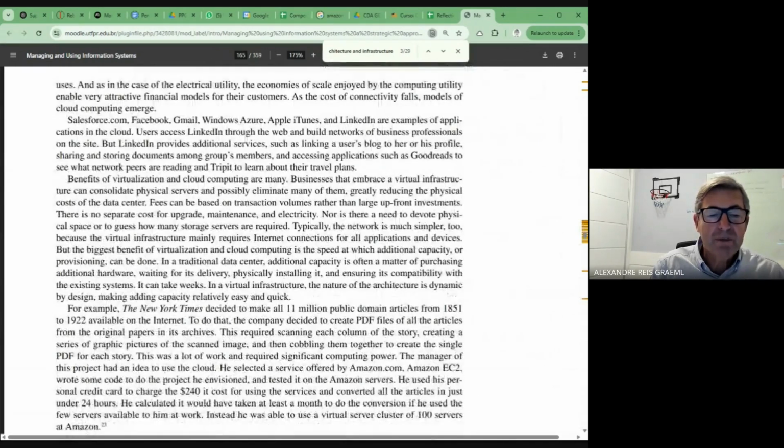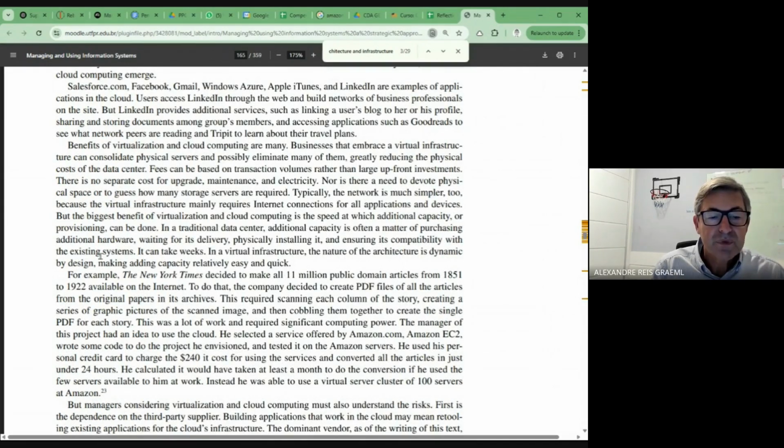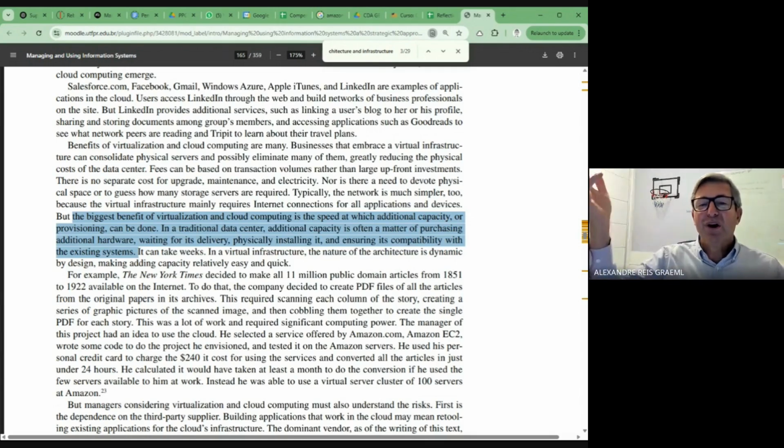And then it still claims here that the biggest benefit of virtualization and cloud computing is the speed at which additional capacity or provisioning can be done. In a traditional data center, additional capacity is often a matter of purchasing additional hardware, waiting for its delivery, physically installing it, and ensuring its compatibility with the existing systems. It may take months, right? When you are using a cloud service, it may just be a matter of either hiring more infrastructure, or if you already have a flexible contract, simply using more infrastructure than you were using before.